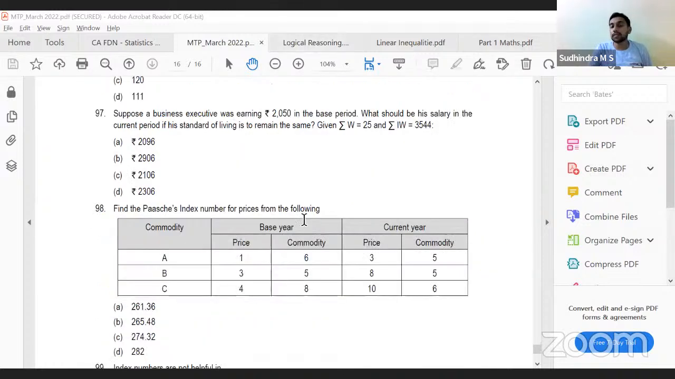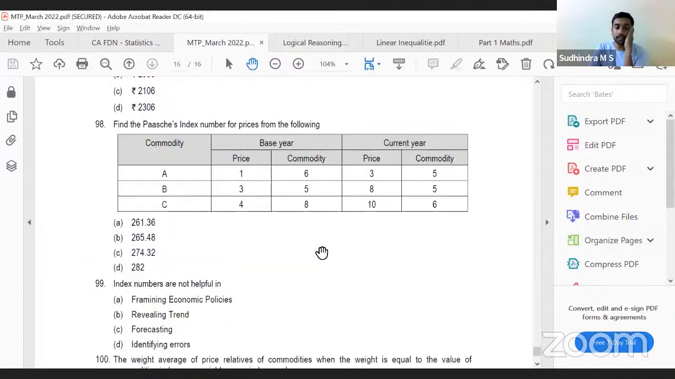Next one is simple. Calculate the Paasche's index numbers. Tell me the formula. Calculation is simple. Paasche's formula: summation P1Q1 by summation P0Q1 into 100. So for that, we want P1Q1 and P0Q1. We need not waste time in calculating P0Q0 and P1Q0. We only require two columns, P1Q1 and P0Q1, total of it, and you'll get the Paasche's index numbers. Okay, 261.36 is the answer.